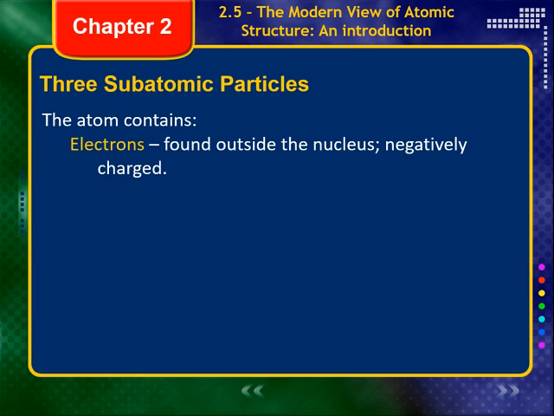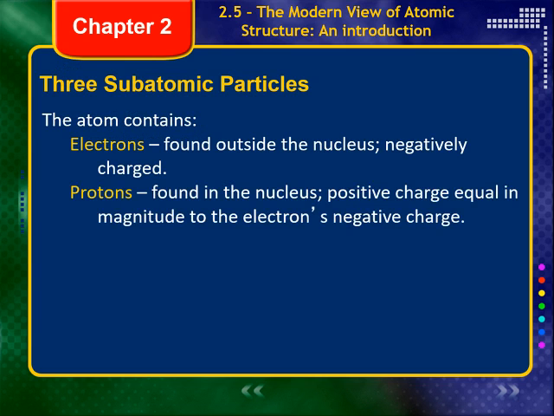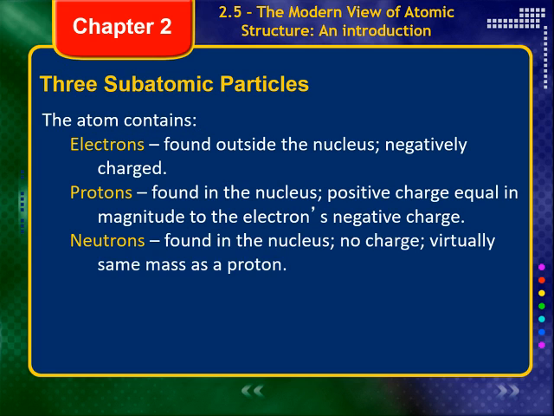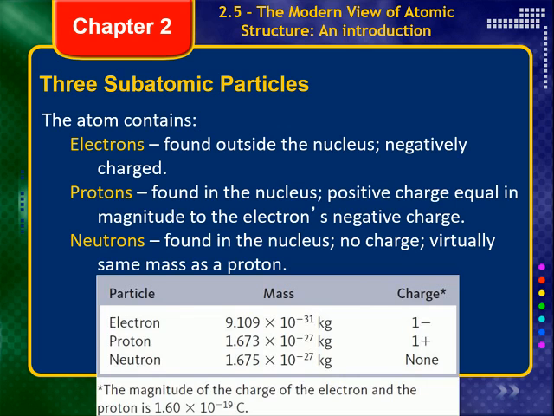So, 3 subatomic particles. An atom contains electrons, found outside the nucleus, which are negatively charged. Protons, found inside the nucleus, are positively charged, equal to the magnitude of the electron's negative charge, but opposite. Neutrons are also found in the nucleus, but they have no charge, and they have virtually the same mass as a proton. This is essentially what we found out last lecture at the end. We definitely want to remind ourselves of this as we go forward.